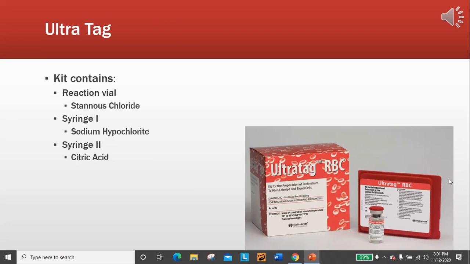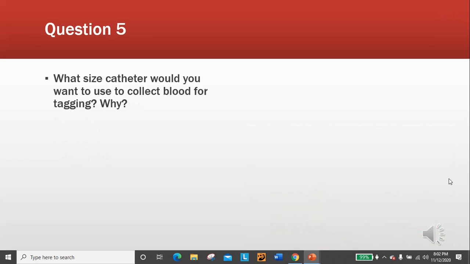So in order to do the procedure, you are going to have to tag red blood cells with Tech99. Now you use an UltraTag kit in order to do so, and that contains 3 different things. It contains a reaction vial, which contains stannous chloride. It's got syringe 1 that has sodium hypochlorite, and syringe 2 that has citric acid. So first you would withdraw blood from the patient in order to tag it.